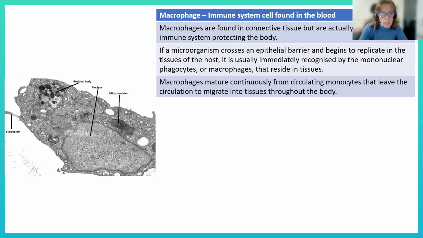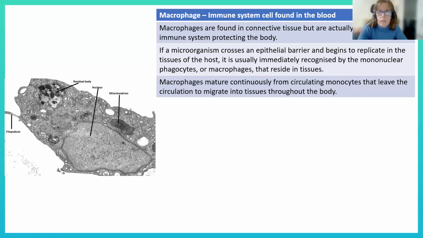Macrophages can mature continuously from circulating monocytes. So what does that mean? Circulating monocytes are white blood cells that are just circulating in the blood. They leave circulation to migrate into the tissues throughout the body. So they're essentially on patrol through our tissues, looking for stuff, and if they find stuff that isn't part of our body, they will mount an immune defense.